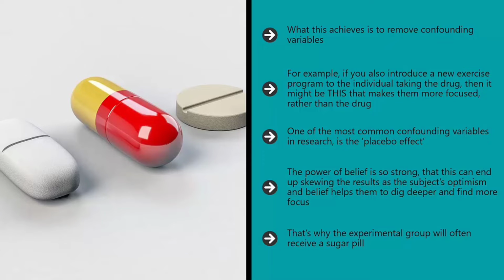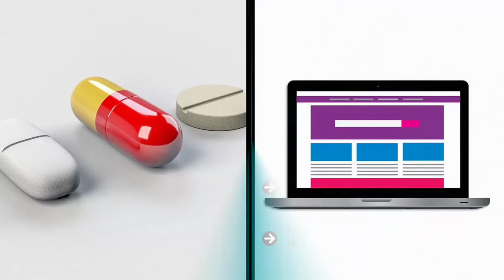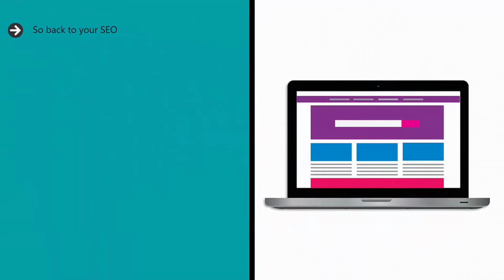That's why the experimental group will often receive a sugar pill. This way, both groups think they are getting something, and you can thereby rule out the role of placebo in the study. So back to your SEO. What does all this have to do with split testing? Well, essentially, you have your experimental group and your control group. The experimental group is the one where you have introduced a new header or whatever else, and the control group is the one where you have left everything as it was.